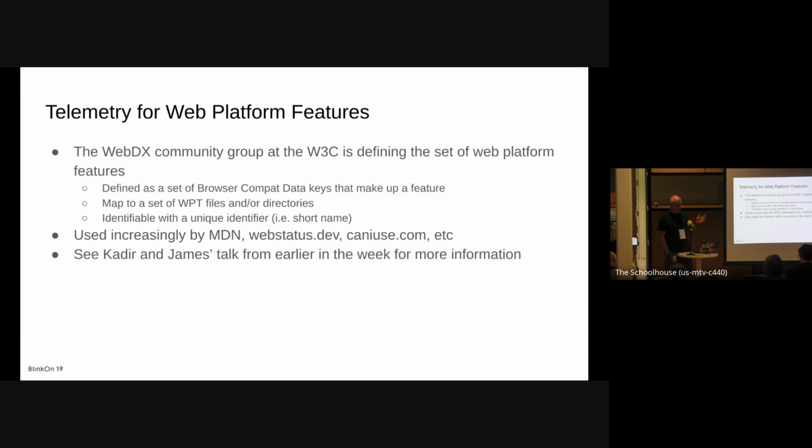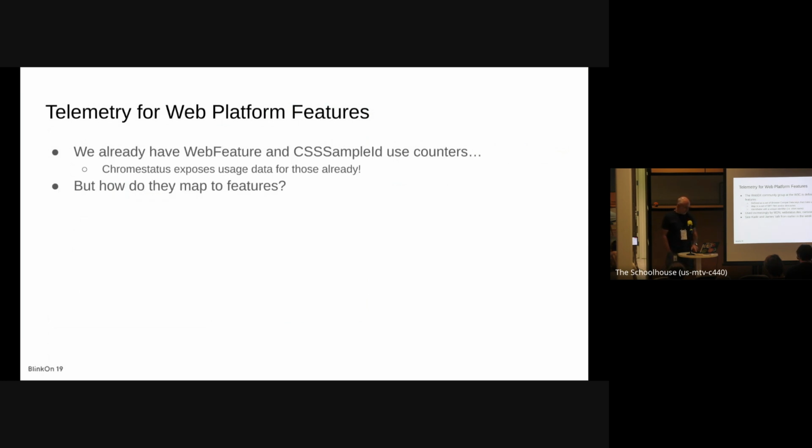As we heard earlier in the week from Kadir and James's talk on baseline, there's an effort underway in the WebDX community group right now to define what the feature set of the platform is, and we would like to have telemetry that maps to that. We already have a way to collect telemetry. Web feature and CSS sample ID use counters exist, and unfortunately the name web feature was taken by these, but we decided that we want a clear set that directly maps to the features that are being defined.